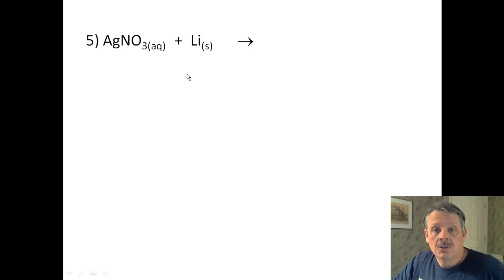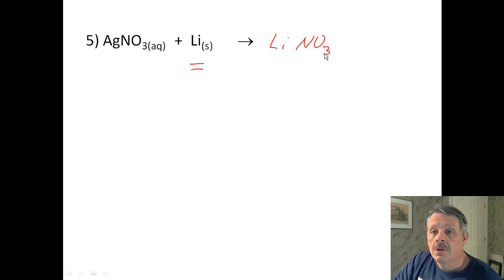Alright, how about this one? Well, this one is going to be single replacement because we have a compound and an element. And if you happen to remember, lithium is the highest thing on the activity series, so lithium will replace anything. And lithium has a +1 charge because it's in group 1A. It's an alkali metal. And that is going to go with nitrate, which is a -1.